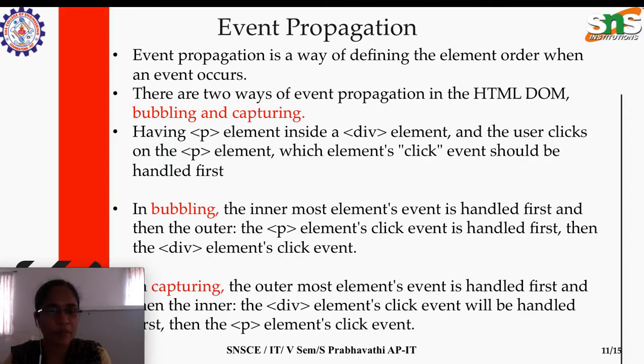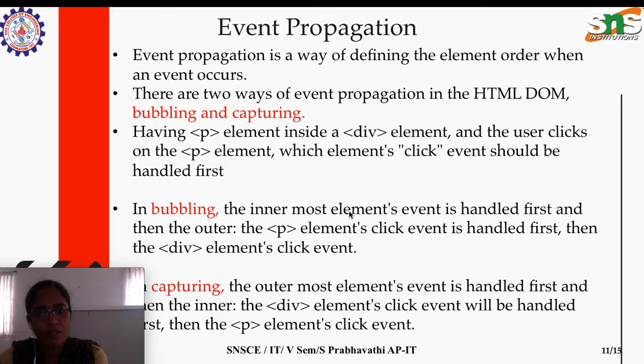So that conflict can be resolved by means of two things called bubbling and capturing. So event propagation means there are n number of same events, like the body has the click event, the paragraph has the click event. In this situation we need to sort out the order which should be serviced first. So that's event propagation, and there are two ways to handle it: one is bubbling and the other is capturing.